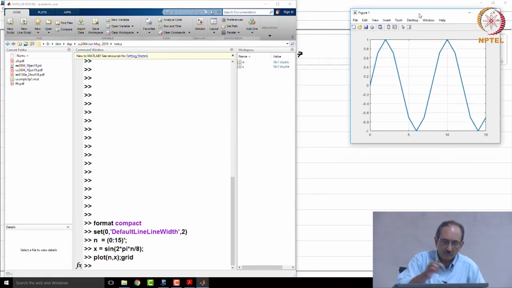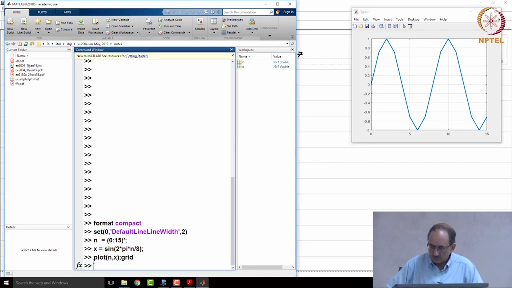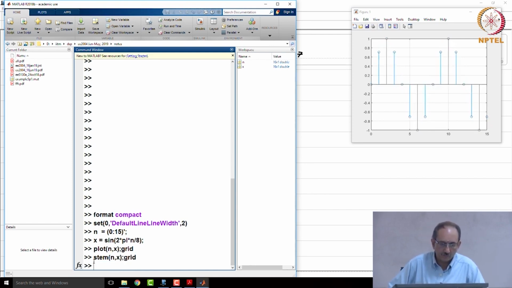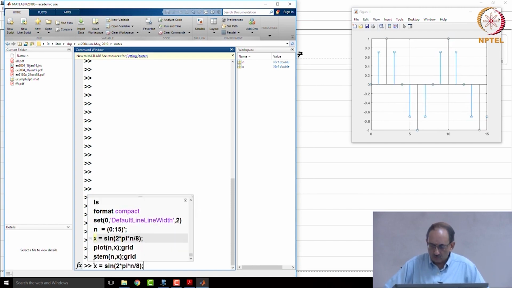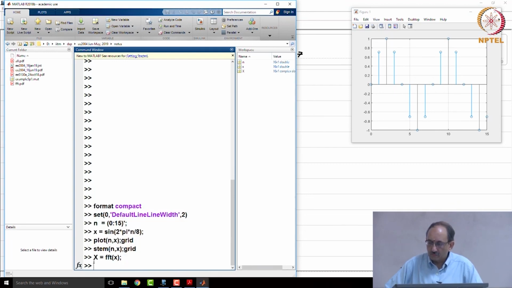So this is the plot of the time domain sequence. You can also show this as a stem plot, which is more typical. And then we looked at the spectrum, and the DFT in MATLAB is implemented using the FFT algorithm. We are going to talk about the FFT algorithm after this.